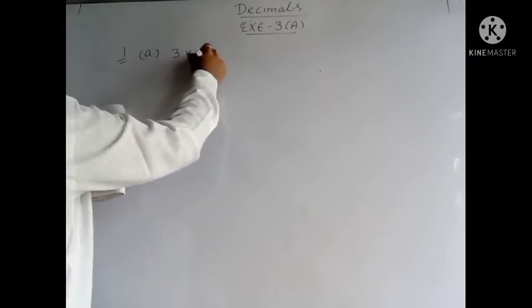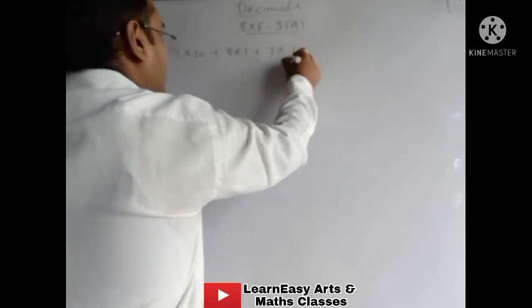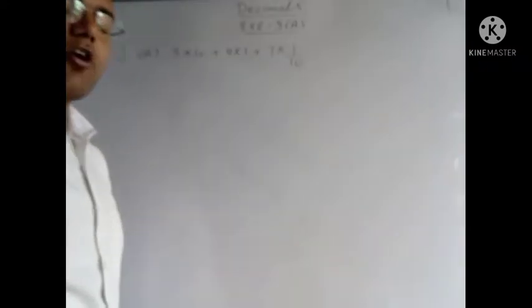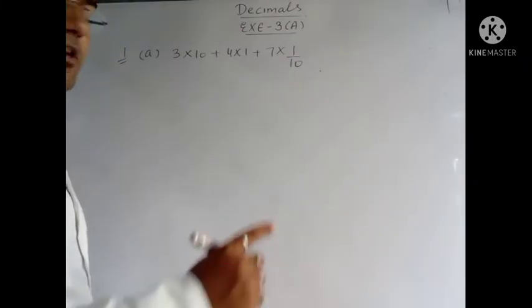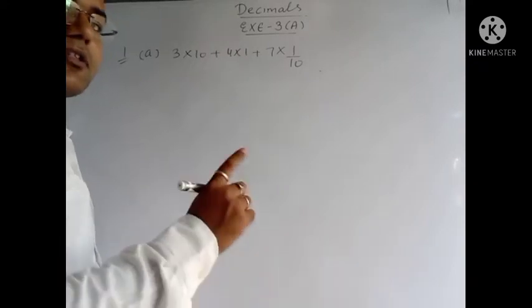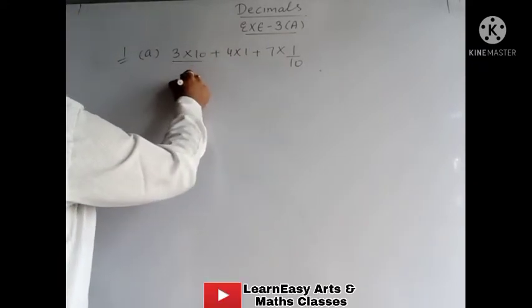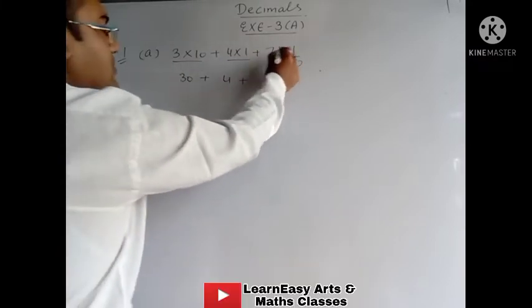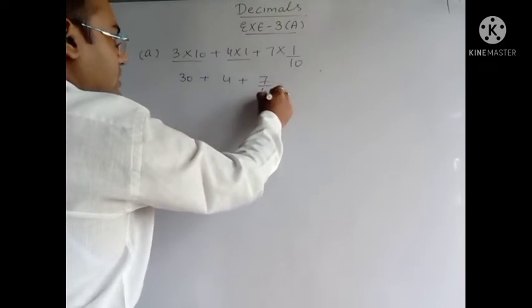Part number 1: 3 multiply 10 plus 4 multiply 1 plus 7 multiply 1 upon 10. First of all we have to apply the rule of BODMAS. According to BODMAS, we have to solve the multiplication first. So wherever multiplication is there, we have to multiply it. 3 multiply 10 will become 30, 4 multiply 1 will become 4, 7 multiply 1 will be 7, but in the denominator we have to take 10.